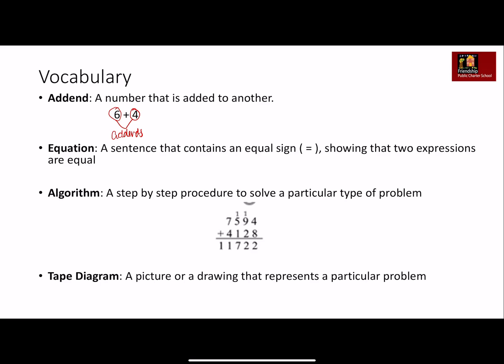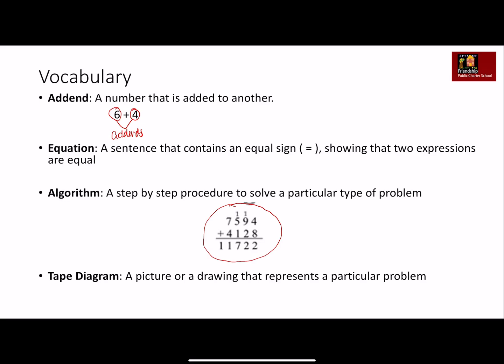Okay. We also have the word equation. An equation is a sentence that contains an equal sign showing that two expressions are equal. We also have algorithm. An algorithm is a step-by-step procedure to solve a particular type of problem. And you can see that this is what our standard algorithm will look like for addition. It's things that you've probably seen before, but with smaller numbers, right?